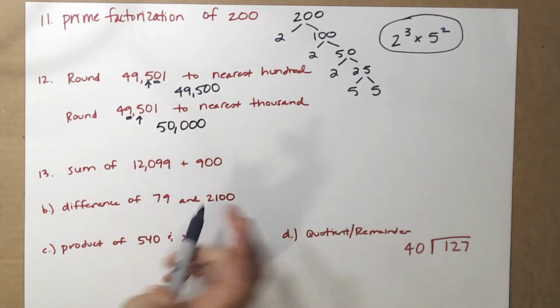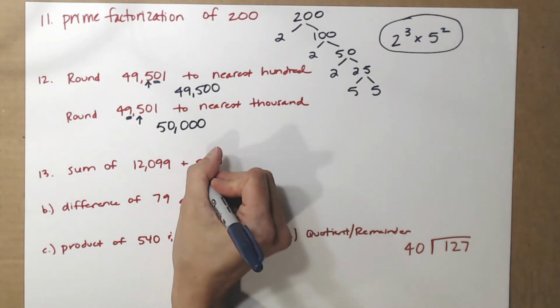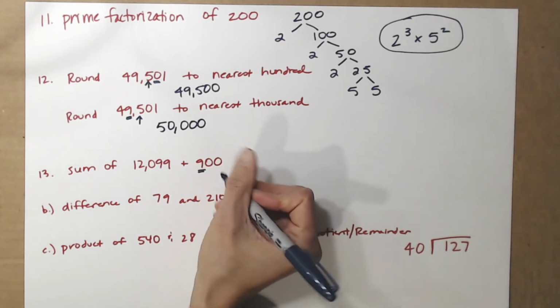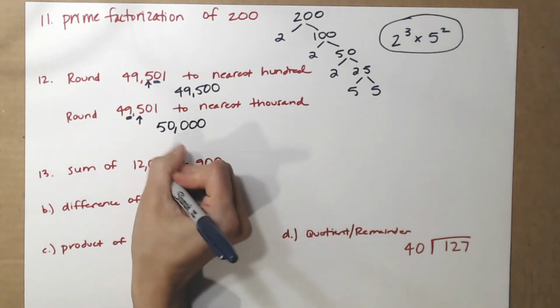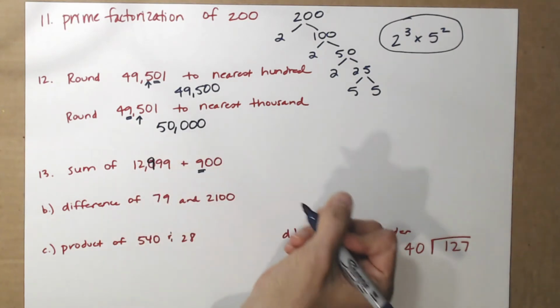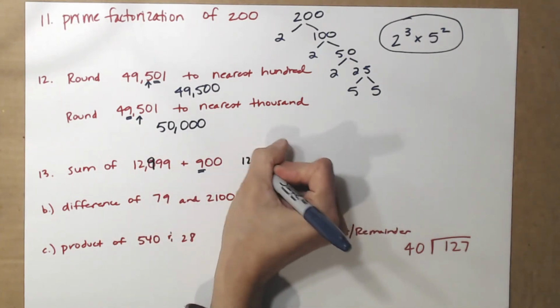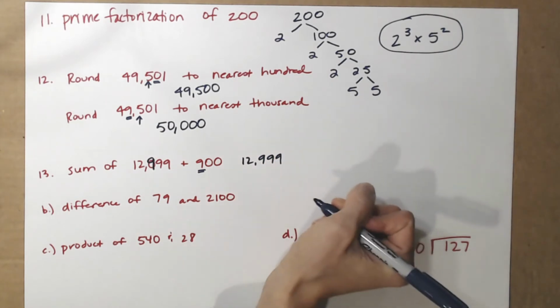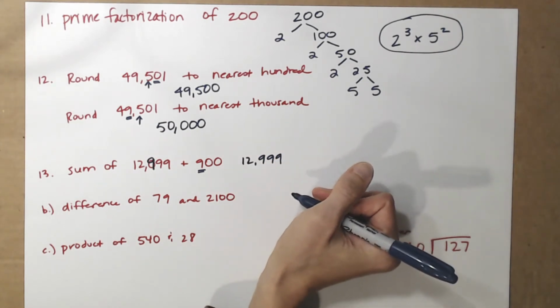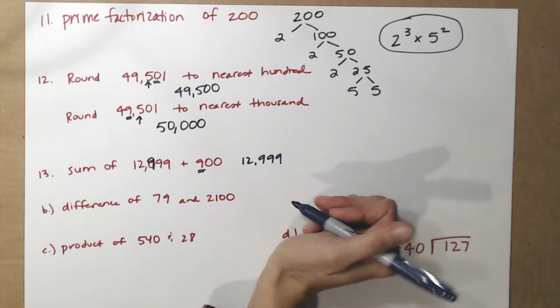Here we just need a sum. We're just adding. So we see this 900. That 900 is just going to go in the hundreds place. And we're going to get 12,999. You could have added them up vertically if you needed to.